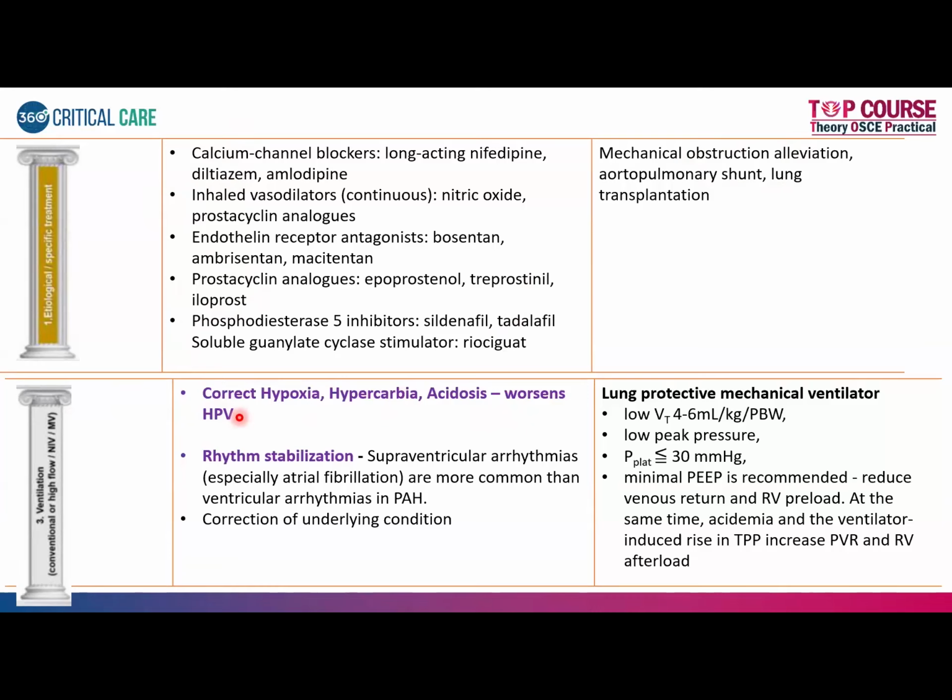Lung protective mechanical ventilation with a tidal volume of 4 to 6 ml per kg of predicted body weight, low peak pressure, and a P plat of less than or equal to 30 millimeter of mercury is needed. The minimum PEEP is recommended. So what happens is when you give PEEP, the positive pressure reduces the venous return and the RV preload. At the same time, acidemia and ventilator-induced rise in the transpulmonary pressure increase the peripheral vascular resistance and the RV afterload. So PEEP is like a double-edged sword, okay? And as we say, optimum PEEP is needed, but for the right heart, keep it as minimum as possible.